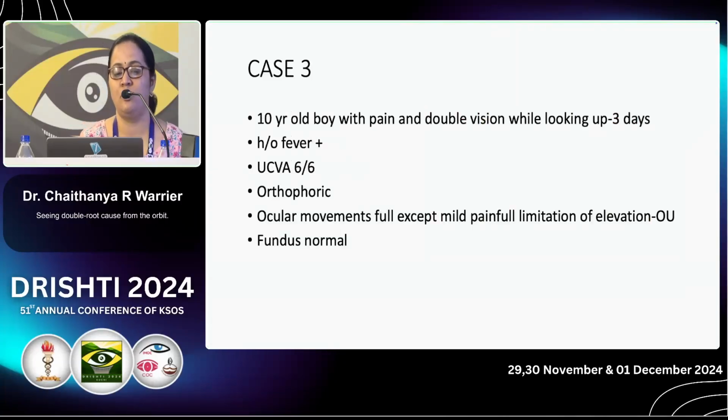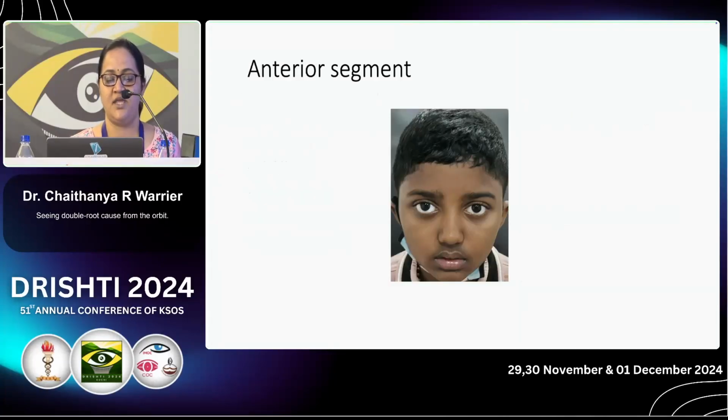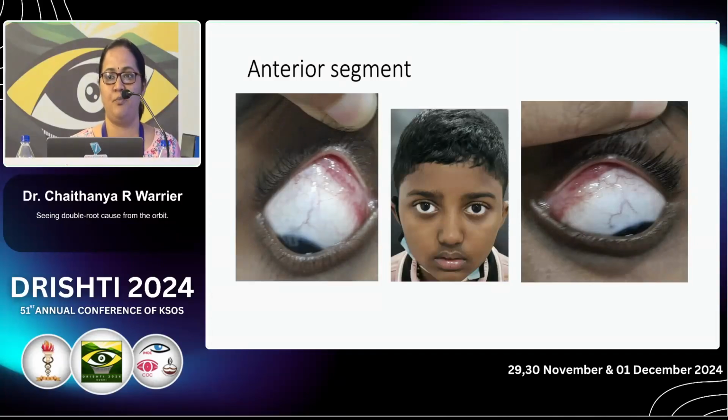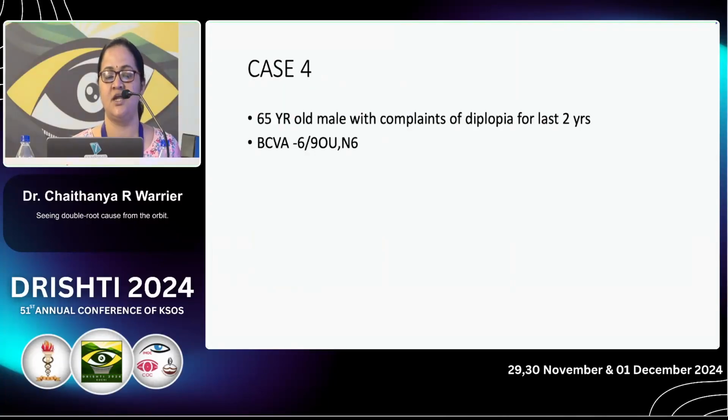Case 3, a 10-year-old boy with pain and double vision while looking up for 3 days. History of fever was there, vision 6/6. On examination, there was a supromedial elevated congested mass, turned out as myositis, treated with antibiotics and steroids, and he resolved.